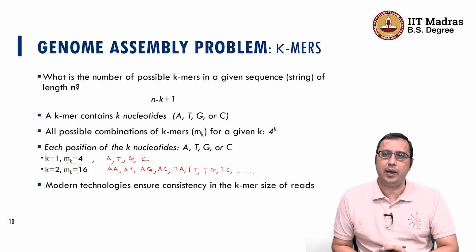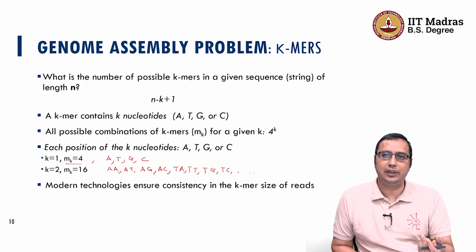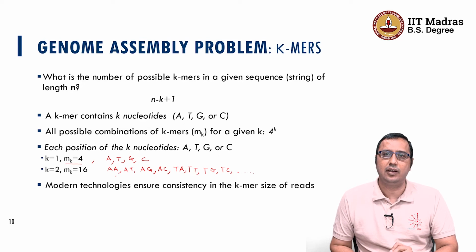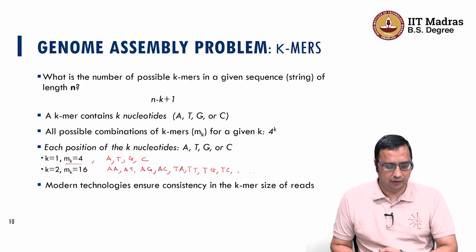possible combinations of k-mers. In other words, if you take any sequence and take k is equal to 2, then the only possible k-mers are this many. You can think of unique k-mers, there are 16. It can repeat, but you cannot have more than that.